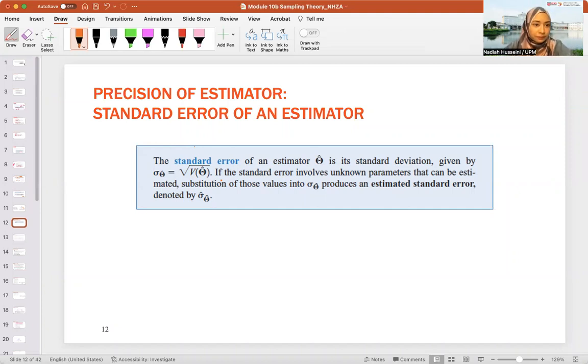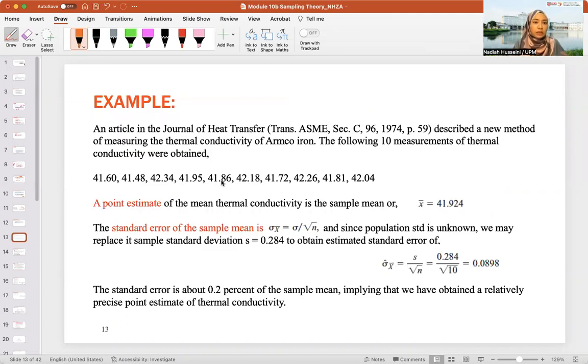Okay, so I think everyone had a chance to read this, but it's very lengthy and doesn't really make much sense. So let's take a look at an example so that we can better understand what that statement means. An article in the Journal of Heat Transfer described a new method of measuring thermal conductivity. So basically, we just want to measure thermal conductivity, and they reported it in this journal.